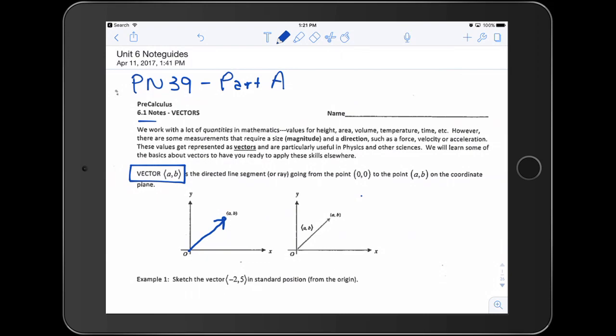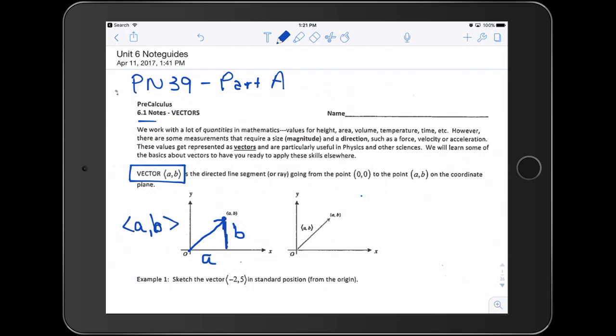But anyway, if I create a right triangle by bringing this line down from the point, and look at the horizontal movement, that is our A movement, or A length, and this is our B, or vertical movement, to get to that point AB. So that horizontal movement and vertical movement is vector AB in component form.